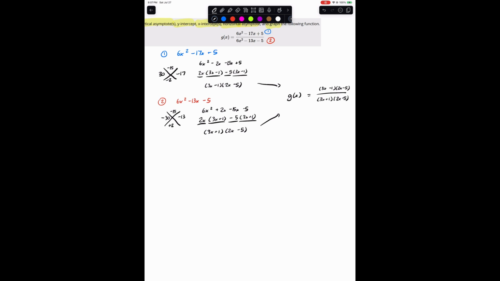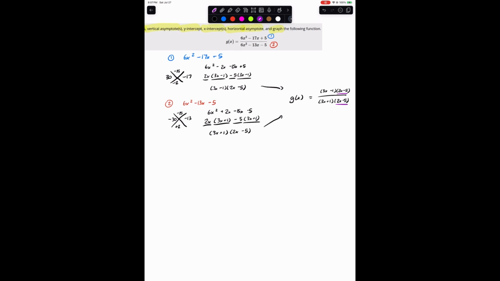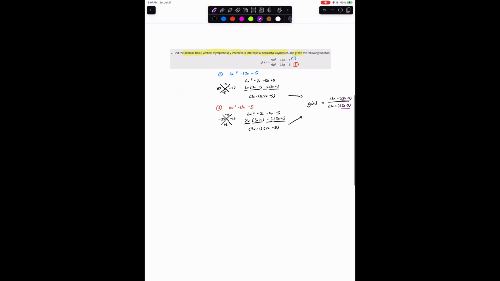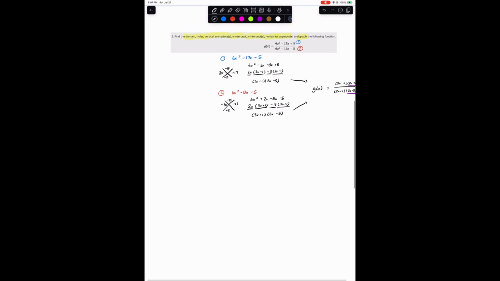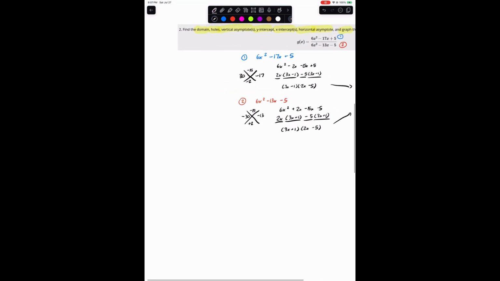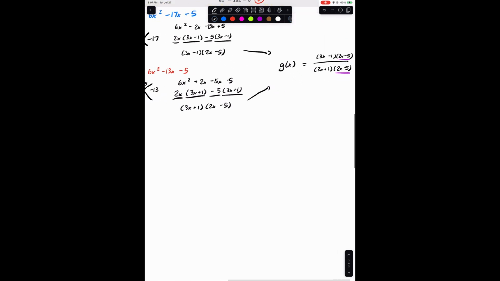Okay. I'm going to leave it as it is. I know I can cancel out these two terms, but remember, this is going to be very important. I need this factor for the discontinuities. Okay. So first, the domain. My two restrictions from here. My restrictions, I need to look at the denominator.